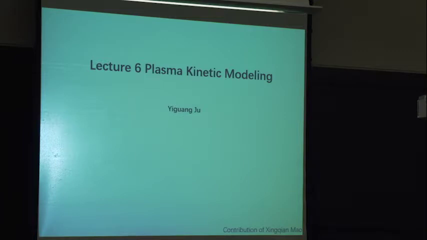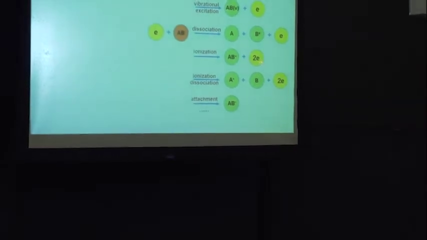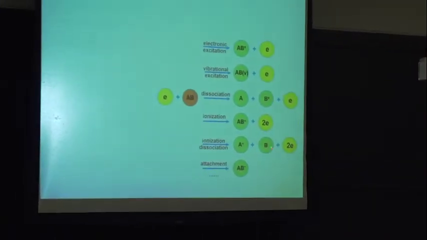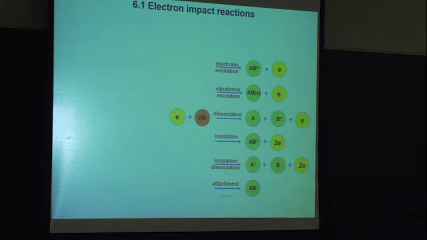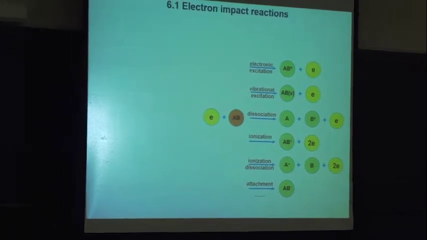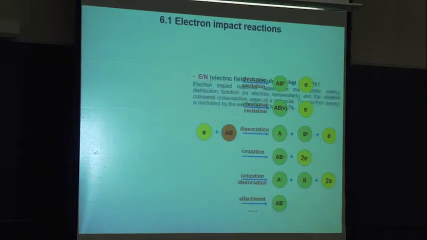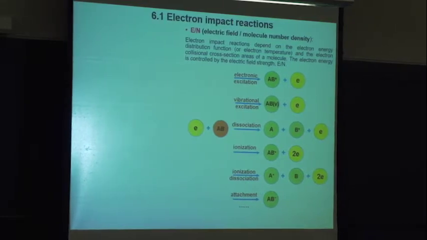He's doing plasma modeling of nanosecond DC discharge. The plasma process is rather complicated, involving electronic excitation, vibrational excitation, dissociation, ionization, attachment, and so on. So you have many, many processes, and which process is important is highly dependent on the electron energy. That electron energy is governed by E over N, right? This E over N is called the electric field strength, and it governs the electron energy.